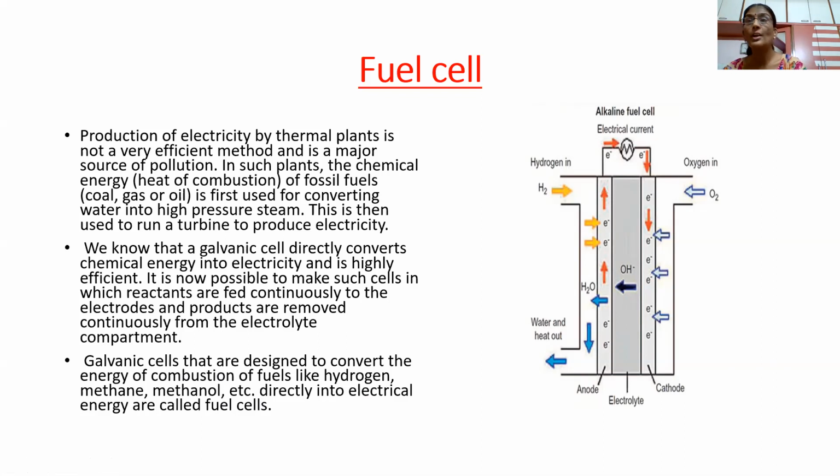What we call non-renewable sources, we are using fossil fuels and water and all. And efficiency is also very less. Only it is 36 or 40% efficient. While in a fuel cell, chemical energy is directly converted into electrical energy in one step only, and it is efficient also. It is 70% efficient. So fuel cell is better compared to thermal power plant.